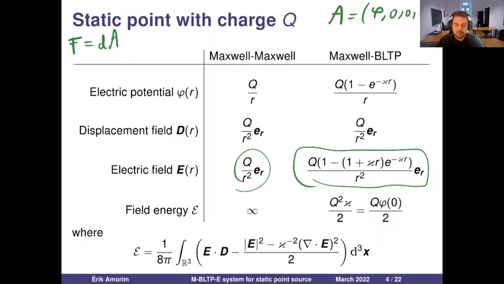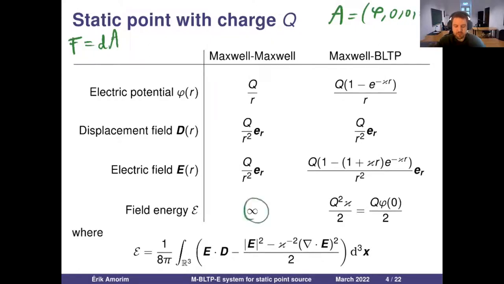The E field itself is not defined at R equals zero because it's a multiple of the unit vector in the direction of R, right? But at least the magnitude of it is finite. You can say the magnitude of E converges to a value. This function here actually has a value at R equals zero. And the electric field energy, so the energy contained in the electric field of this particle, was infinite with usual Maxwell equations, and here it is finite. It actually has a value of phi of zero divided by two multiplied by the charge. And this energy is just some integral. There's a physical argument for this, why this is the energy contained in the electromagnetic field.